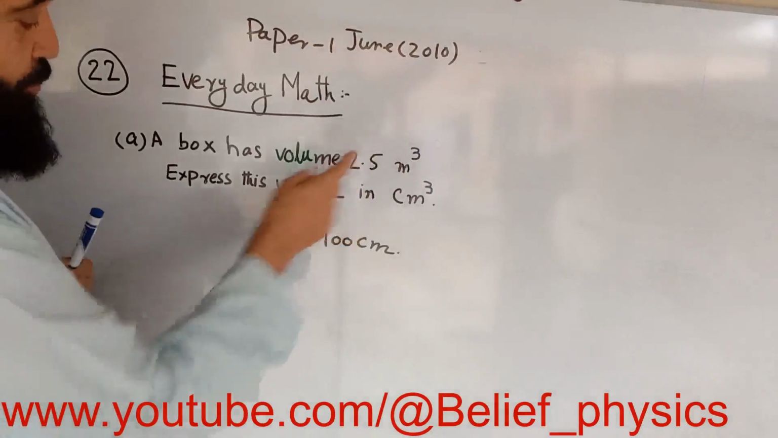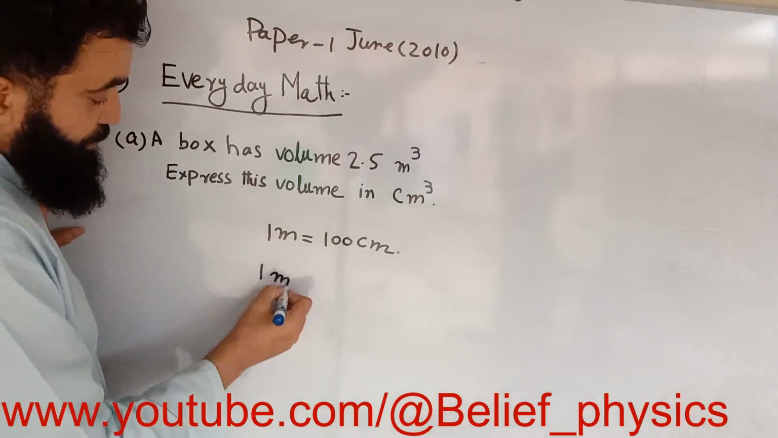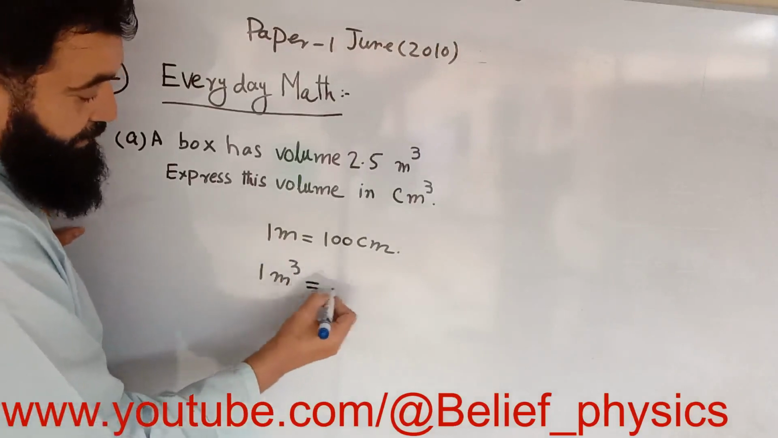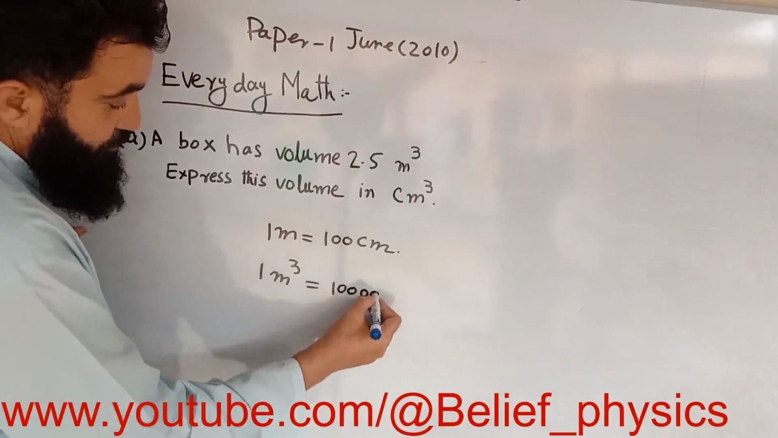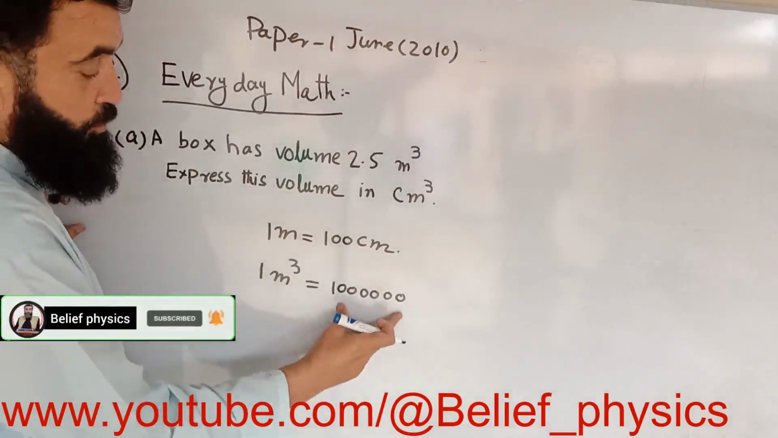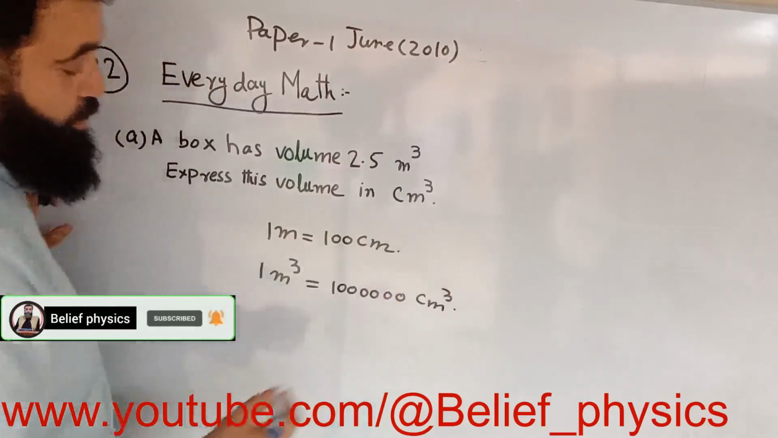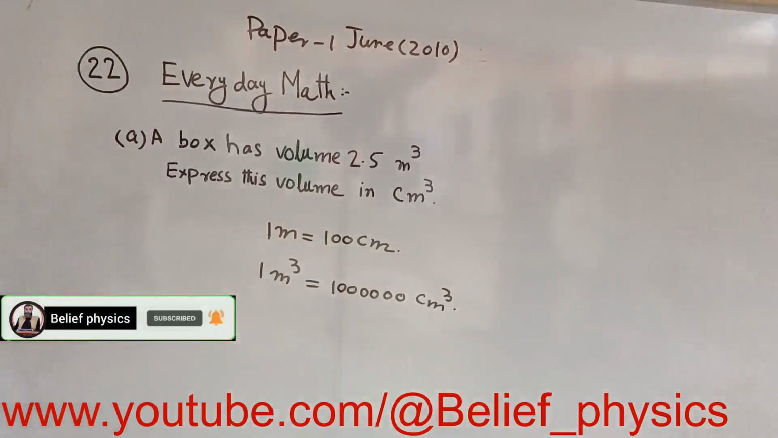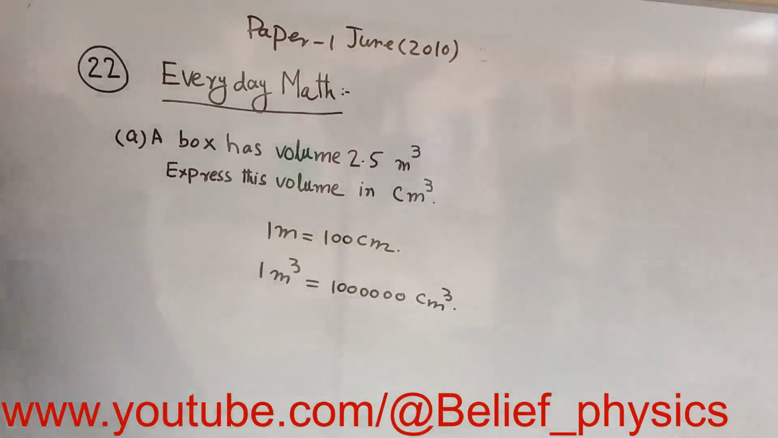Here it is meter cube, so take the cube on both sides. 1 cube is 1 meter cube, and 100 cube is 100 times 100 times 100. The number of zeros will be 3 times: 1, 2, 3. So 2 zeros, cubed, will have 6 zeros. So 1 meter cube is equal to 1,000,000 centimeter cube. We have to convert 2.5 meter cube into centimeter cube.